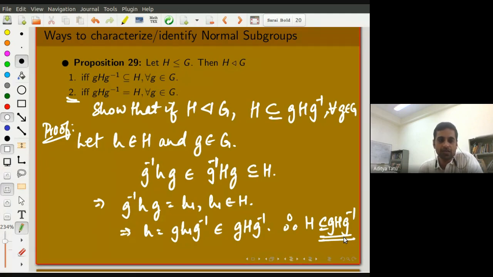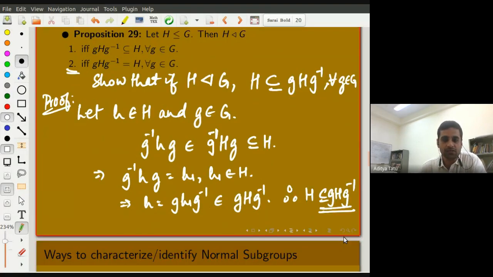The other way around, I don't need to prove, because I've already shown it. The second condition is a stronger requirement, that GHG inverse is equal to H. Since it is equal to H, it automatically implies GHG inverse is a subset of H. In the first point in the proposition, we have already proved that H will be a normal subgroup of G. So that takes care of it.